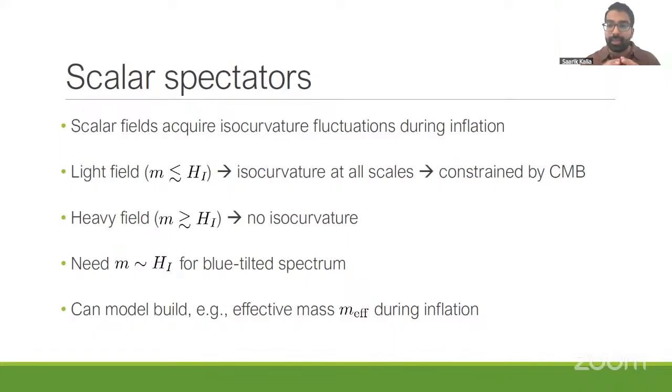Say I have a field that I want to be light at the end of the day. I can give it some effective mass during inflation, some big mass which is comparable to Hubble, and then I can take it away later, and then it can get this blue tilted spectrum, but still have a light mass at the end of the day. So these kinds of games can be played, but it requires some extra ingredients.